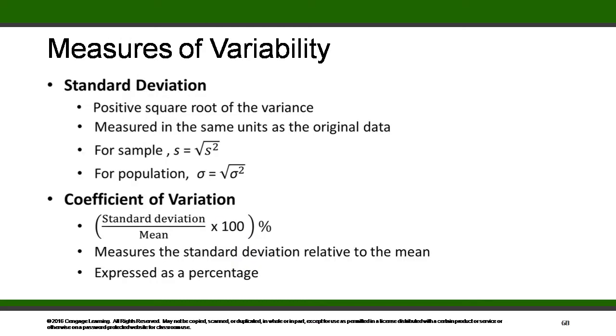Measures of variability. The standard deviation is the positive square root of the variance, measured in the same units as the original data. For a sample, s equals the square root of s squared. For a population, this is our formula. The coefficient of variation is the standard deviation divided by the mean times 100 in percent. It measures standard deviation relative to the mean and is expressed as a percentage.